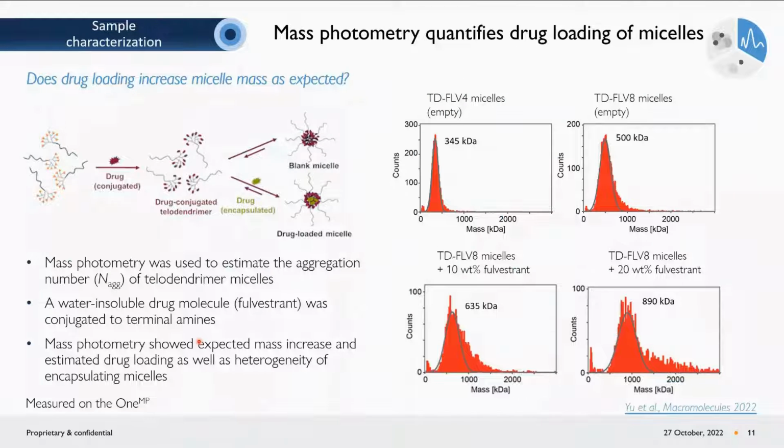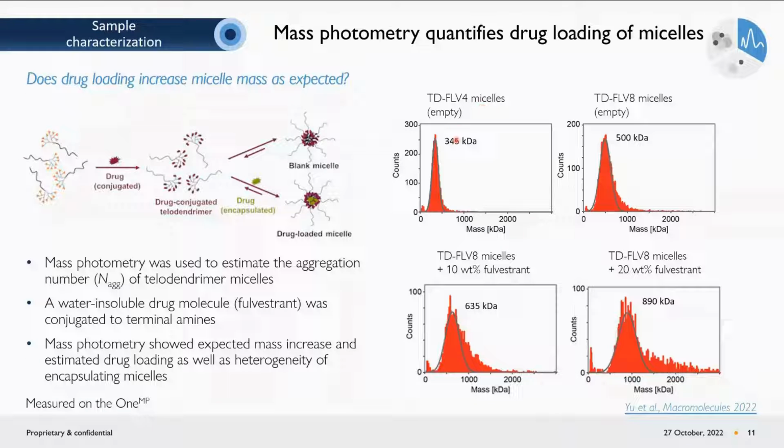Mass photometry is not limited to proteins. What you see here is a polymeric micelle. In this case, they use polymeric micelles to encapsulate a water non-soluble drug. What they tested here, on the top, is just the empty micelles, so just the formation of these micelles without the drug, but with different amounts of dendrimers.